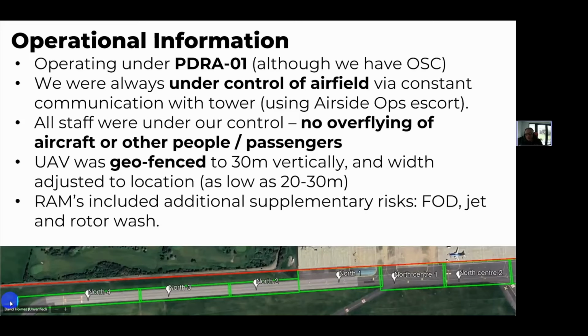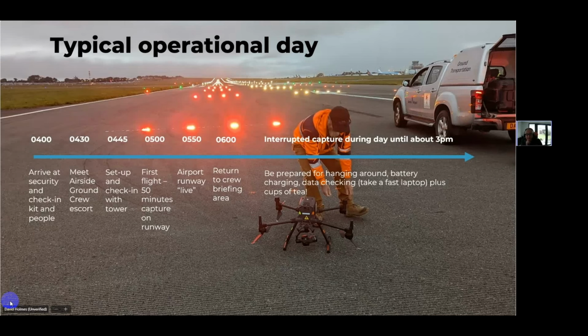The typical operational day was quite long, and in some instances I think all of us felt that it required a lot of waiting around. We did two different pieces of work at the airport. We did the aprons early in, as I said, in late March, early April last year, and then we did the runway and the taxiways in the middle of the summer. So this is a photograph of our chief pilot, Mark, here.